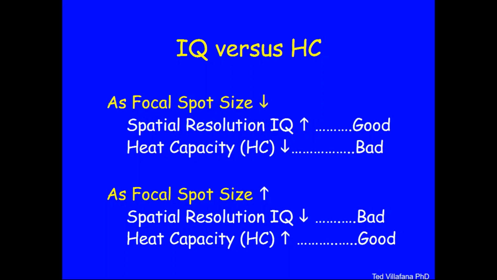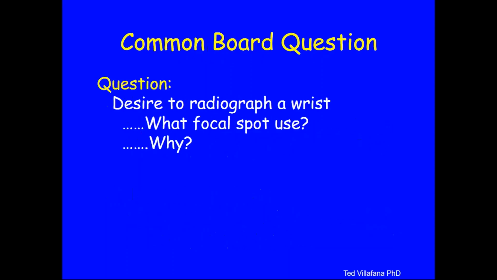Large focal spots have great heat capacity, but relatively poor spatial resolution. Here's a common board question. I've heard about this question over and over again. And the question is, you desire to take a radiograph of a wrist. What focal spot size should you use?